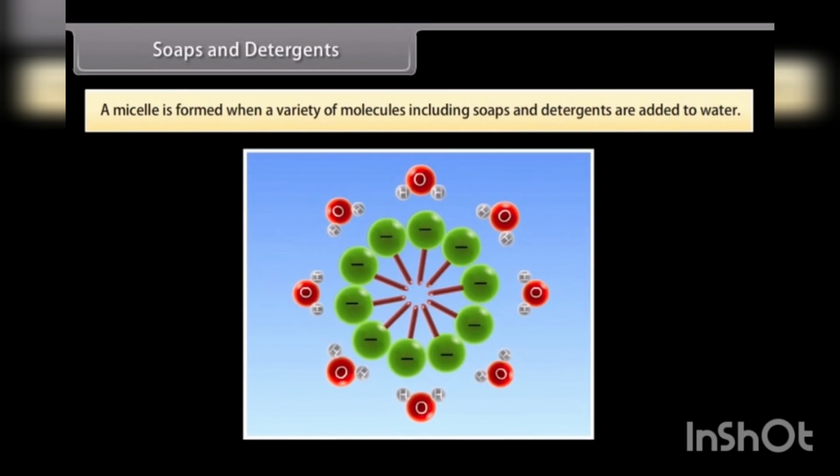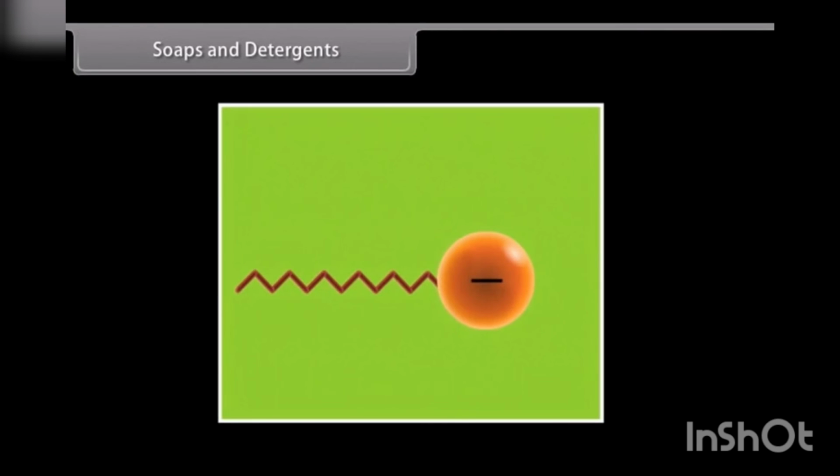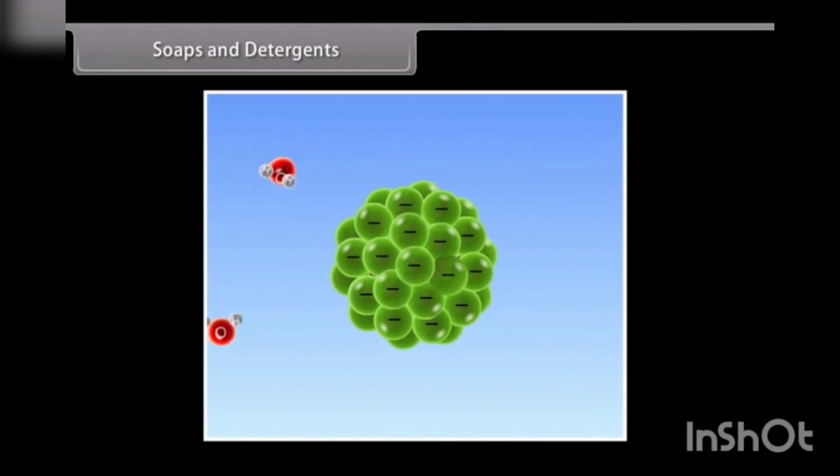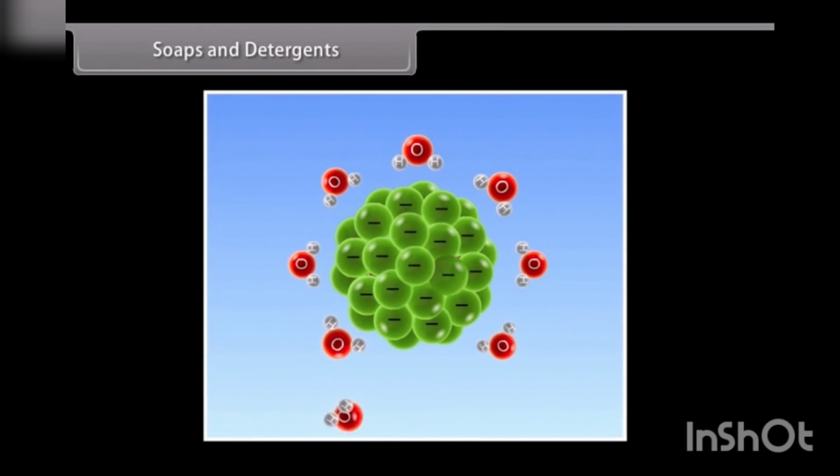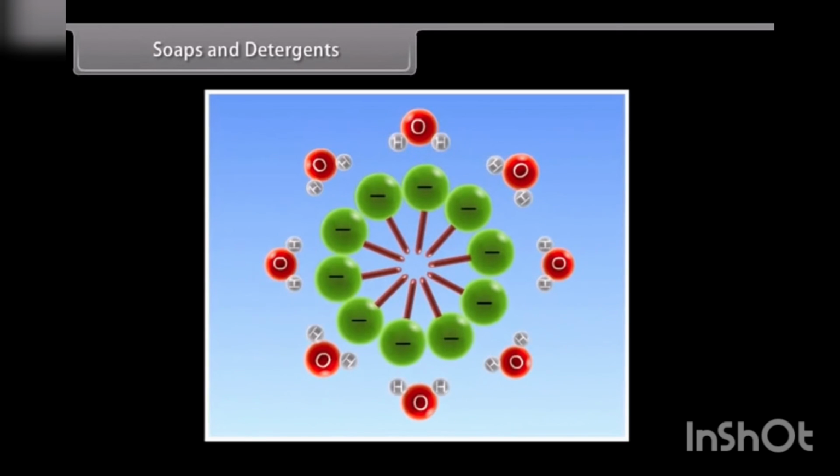A micelle is formed when a variety of molecules, including soaps and detergents, are added to water. These molecules must have a strong polar head and a non-polar hydrocarbon chain tail. When you add this molecule to water, the non-polar tails of the molecules clump into the center of a ball. This is because they are hydrophobic, or water-hating. The polar head of the molecule interacts with the water molecules on the outside of the micelle.